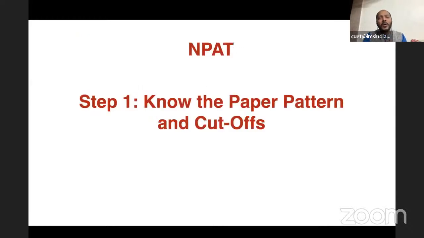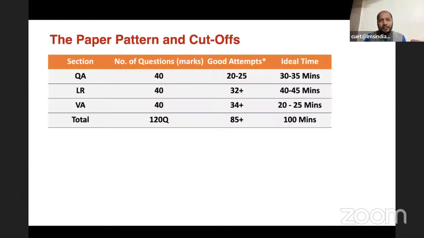The paper pattern of NPAT. The NPAT paper pattern is fairly straightforward. There are three sections: QA, VA, and LR. QA is quantitative aptitude, which is maths; logical reasoning, which is LR; and verbal ability and verbal reasoning, that is VA and VR. So there are these three sections: maths, logic, and English.